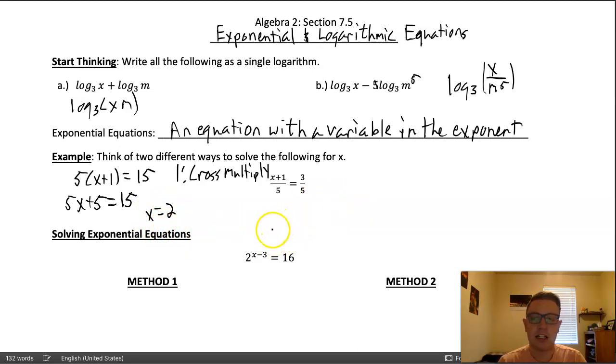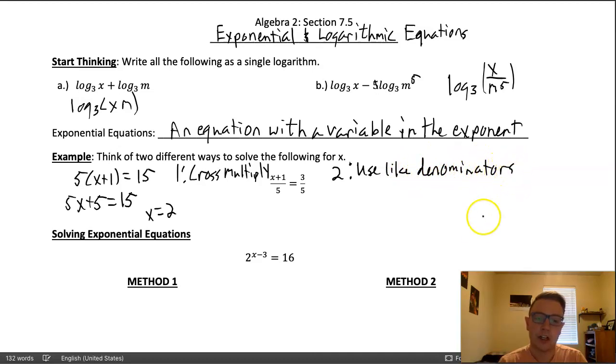Now what about the second way? Well, the second way is we look at this and we say, hold on, our denominators are the same. Our bases of these fractions are the same. They're both 5. So if they have the same denominator, we know that the numerators also have to be the same. If we do it this way, we just say, well, these are both divisible by 5, so that means we know the tops have to be the same. So we say that x plus 1 is equal to 3. And that gets us to our same answer, x is equal to 2.